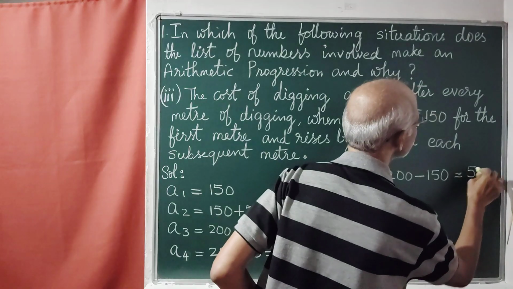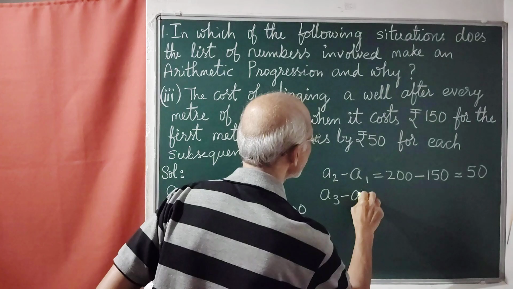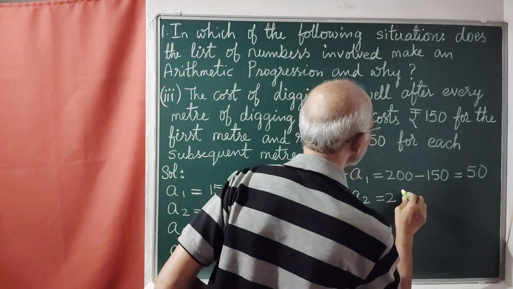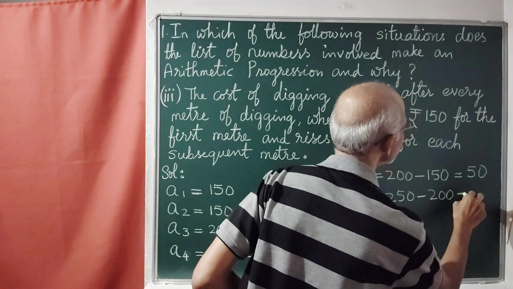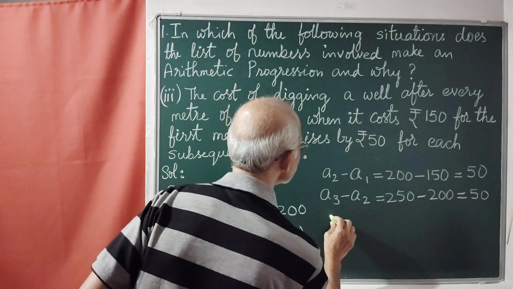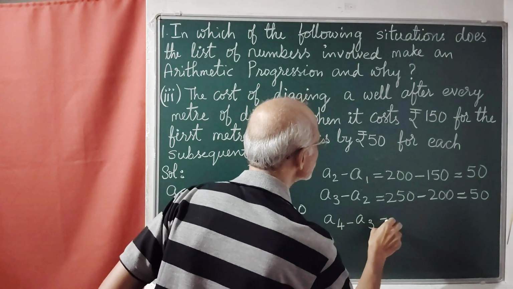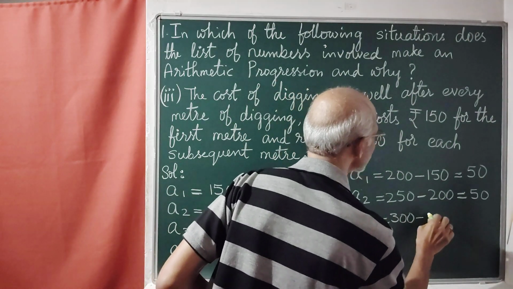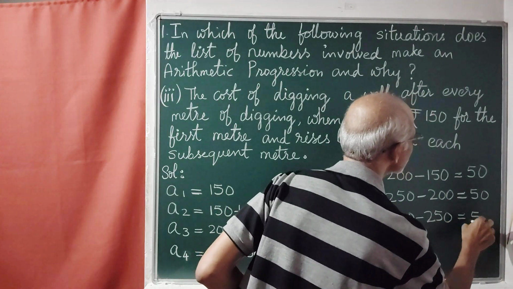The difference is 50. Now A3 minus A2. What is A3? 250. 250 minus 200. Then the difference is 50. A4 minus A3. A4 is what? 300. 300 minus 250. The difference is 50.